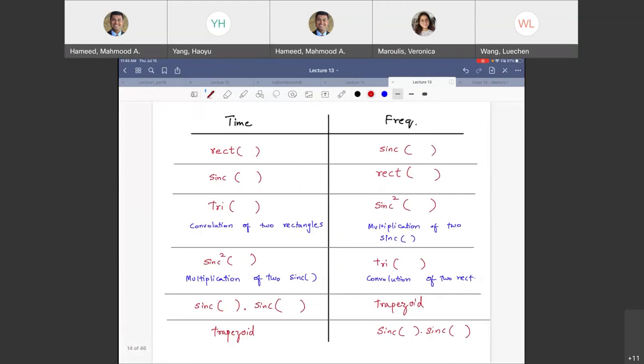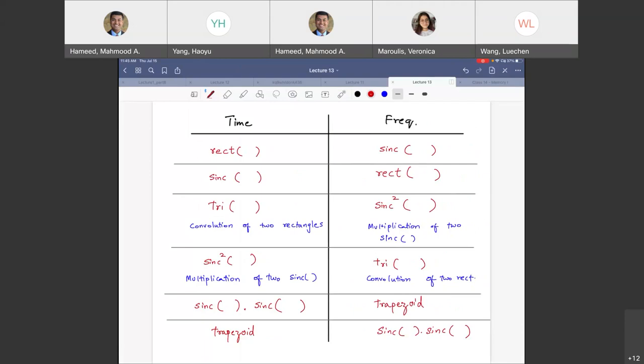Next, let's talk about this list of functions. On the left column, we have time domain. On the right column, you have the frequency domain. Some of these I've said a few million times already, so you have heard this from me many, many times. For example, the first one, rectangle in time and frequency, it'll be a sinc. And just now we saw that if it was a sinc in time, it'll be a rectangle in the frequency.